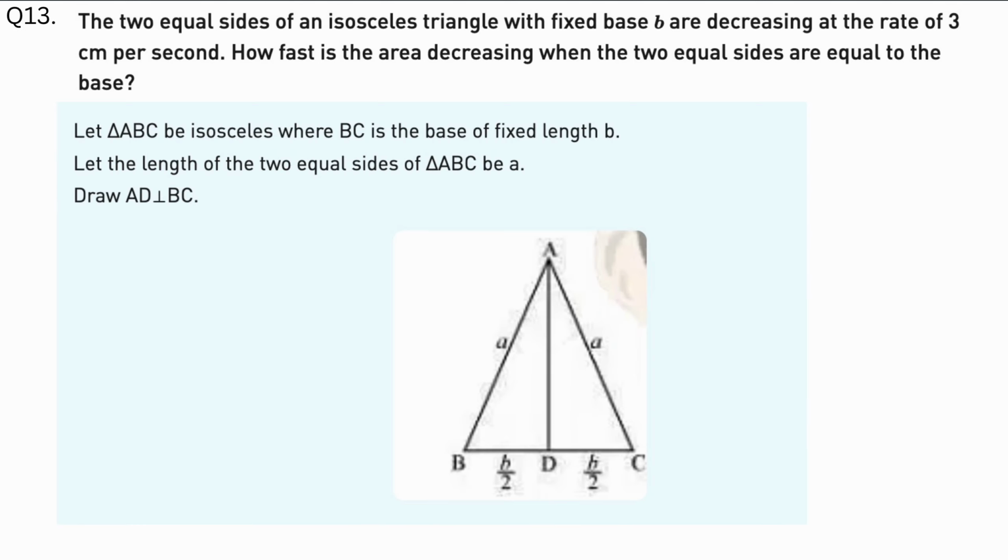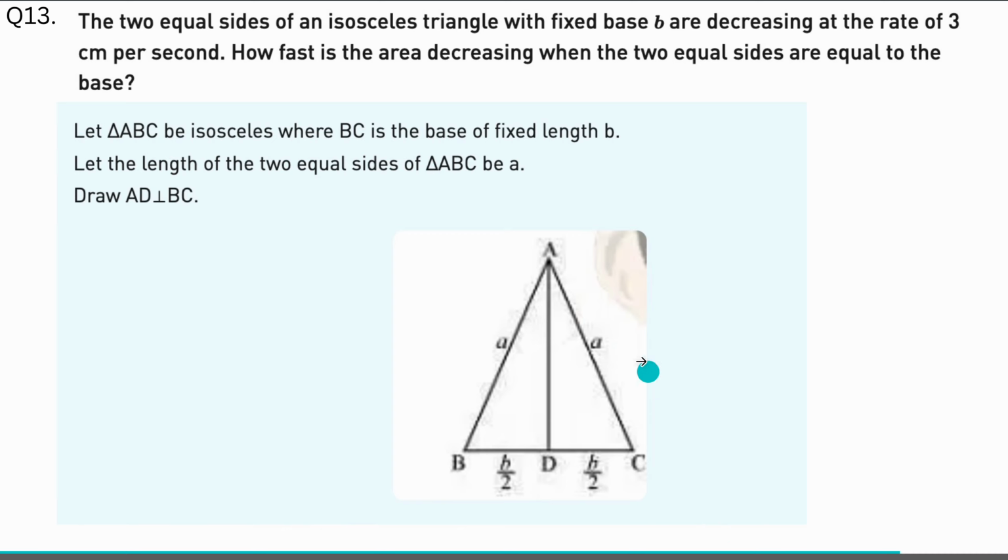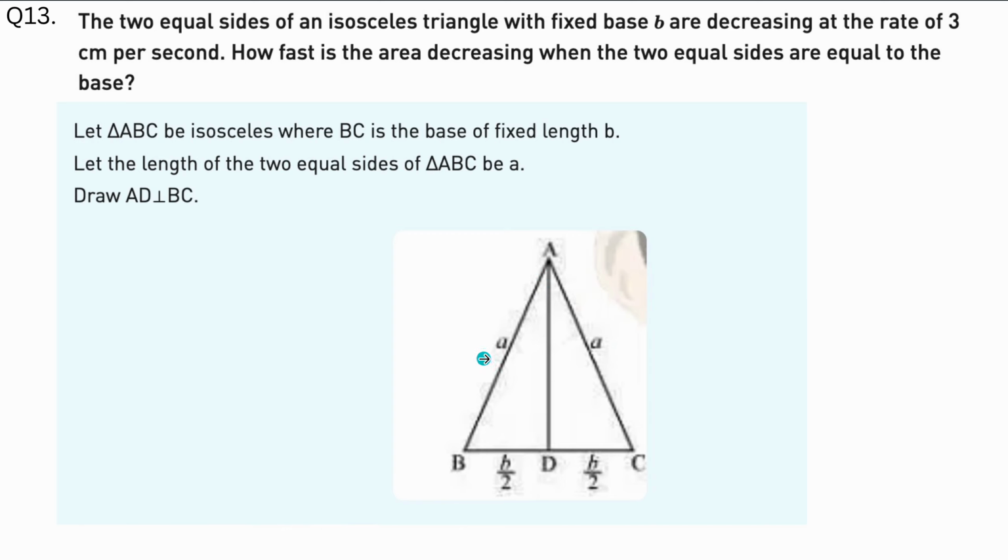Next question. Two equal sides of an isosceles triangle with fixed base B are decreasing at the rate of 3 cm per second. How fast is the area decreasing when the two equal sides are equal to the base? So this is a triangle ABC, which is an isosceles triangle where BC is the base here and AB is equal to AC. These sides are equal since it's an isosceles triangle.